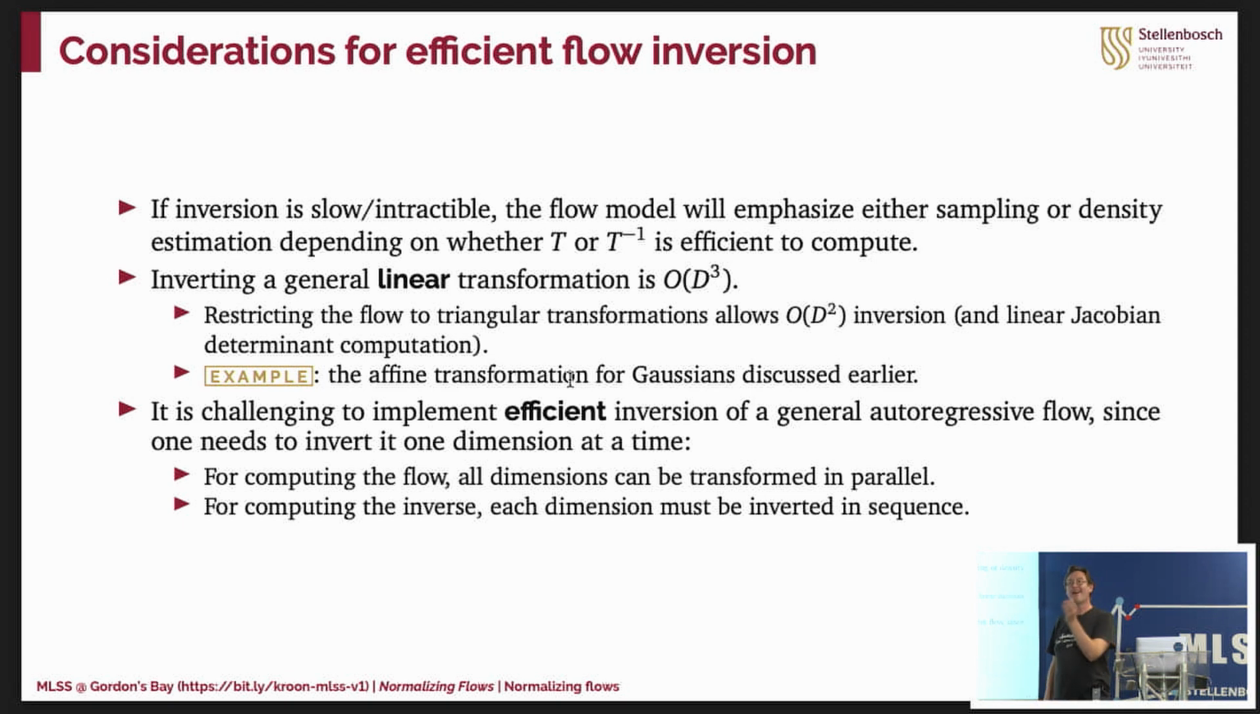If we use triangular transformations, basically autoregressive transformations, then inverting them is quadratic. That quadratic cost is the reason why, when we try to invert the autoregressive flow, we need those many serial operations. That's the problem manifesting in our implementation.